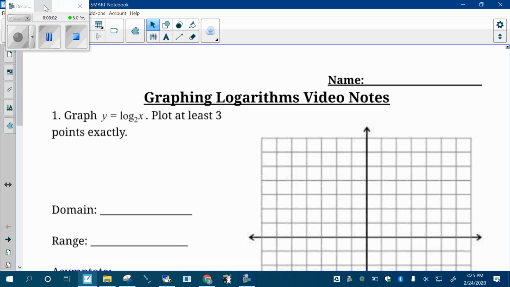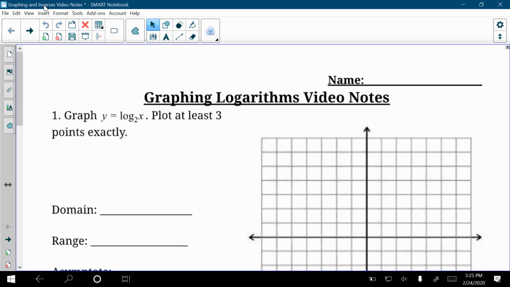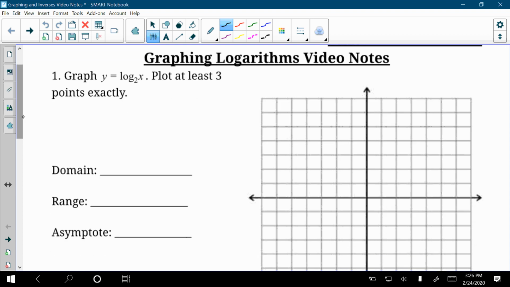Hey everybody, Mr. Covey here, and today we're going to be talking about graphing logarithms. Okay, so you should have a notepad that looks like this, and I want you to follow along here. Graphing logarithms is a little bit tricky. We're going to rely heavily on our calculator for sure, but I do want to show you that you can do this without a calculator.